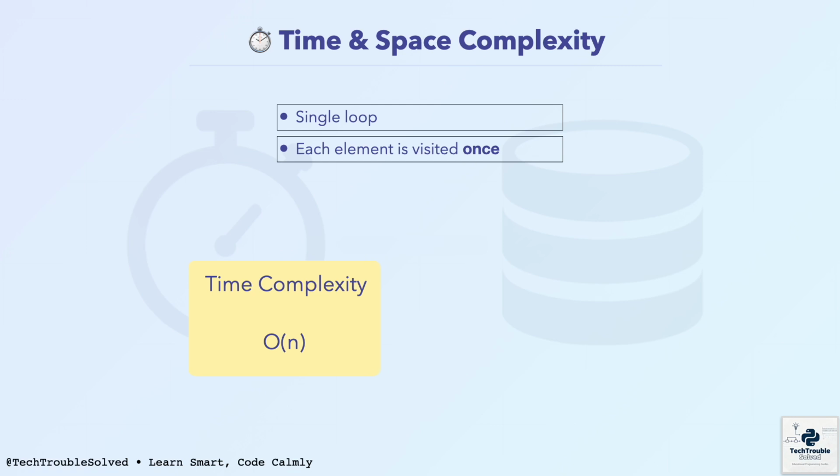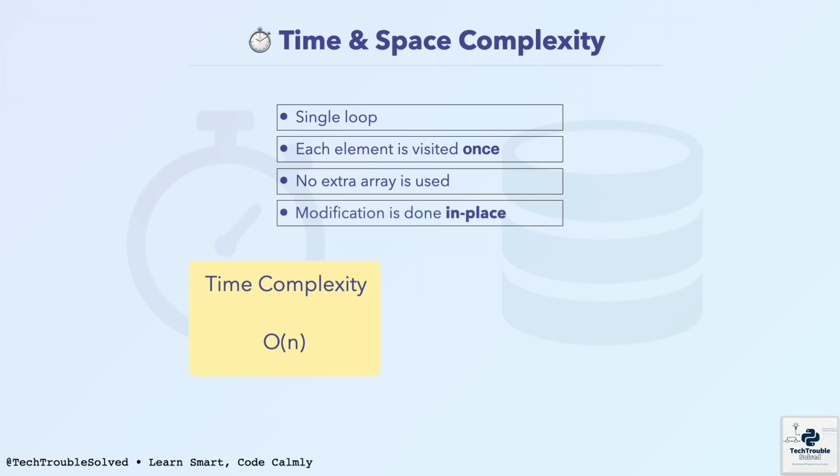Now let's look at space complexity. We don't create any new array or extra data structure. We only use two pointers, i and j. No matter how large the input is, these take constant space. So the space complexity is O of 1. That's the efficiency of this approach. Simple, optimal and interview friendly.